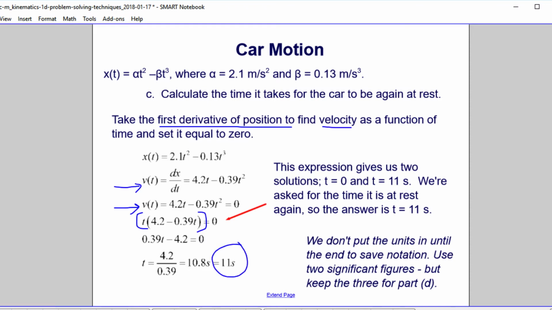Now, we're asked for the time it's at rest again. So t equals 0, right? Either this little t here is equal to 0 or this is equal to 0. So where t is equal to 0, that's where we began the problem. But that's not what we're asking. We want to find where you get to 0 again. So we will use the 11 seconds. And as we said earlier, you don't see any units anywhere in there, but we know what this has to be. Time is in seconds, and we'll add it to the end. And also, our answer will be in 2 sig figs here, but we're going to use this for part D, because it's going to require that data point.